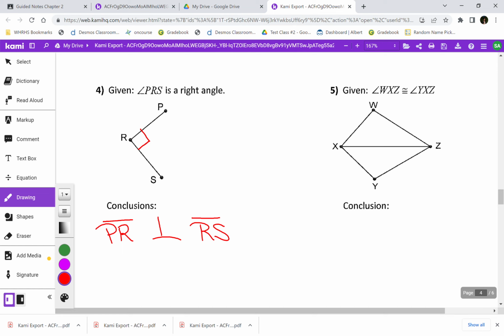All right, 5, 4, 3, 2, 1. You're on the right track, Will, but it wasn't completely right. Do we have right angles? No right angles, so it cannot be perpendicular.